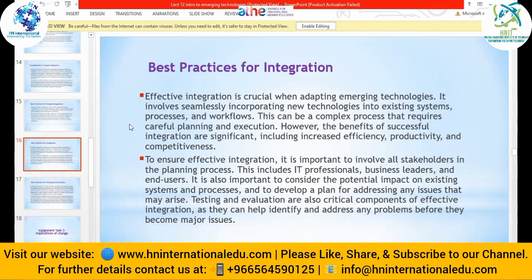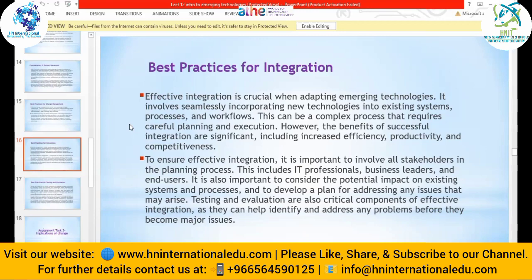Now, to ensure effective integration, it is important to involve all stakeholders in the planning process. This includes IT professionals, business leaders, and end users. It is also important to consider the potential impact on existing systems and processes, and to develop a plan for addressing any issues that may arise. Testing and evaluation are also critical components of effective integration, as they can help identify and address any problems before they become a major issue.